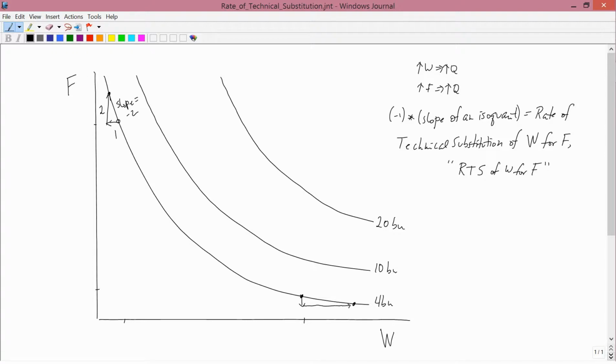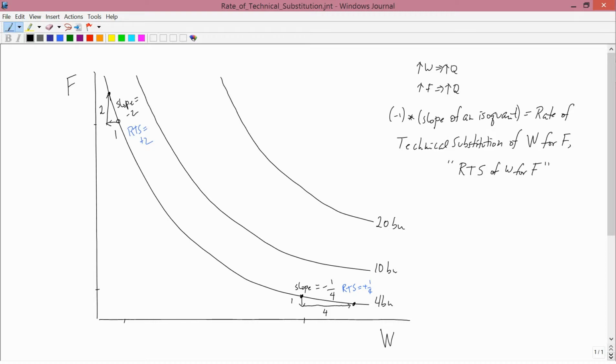On the bottom right, let's see, this might be maybe 4. And let's call this 1. It's probably less than 1. So the slope here, the rise over run again, would be -1/4. Now let's see what the rate of technical substitution is. So the rate of technical substitution is minus the slope of the isoquant. So the rate of technical substitution here is +2, and the rate of technical substitution here is +1/4.